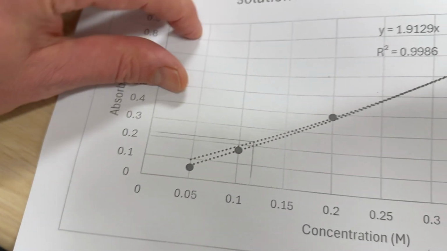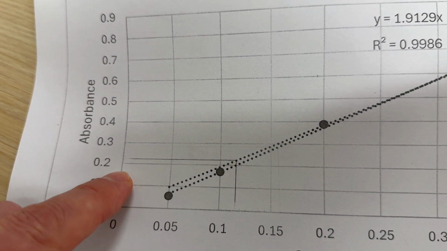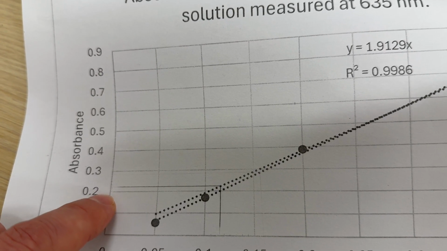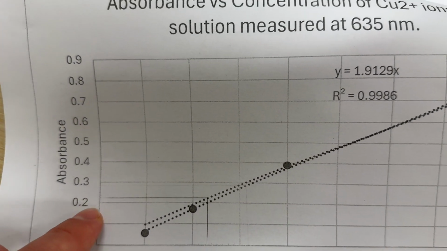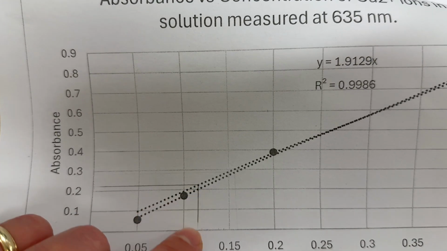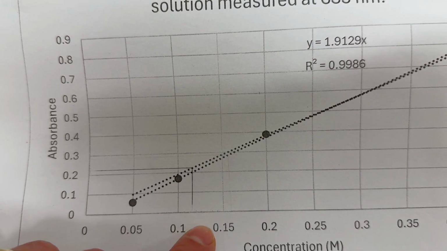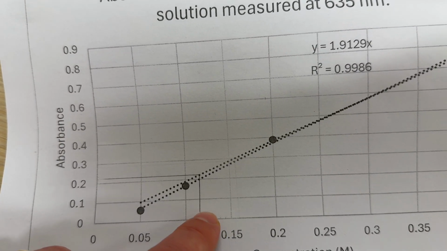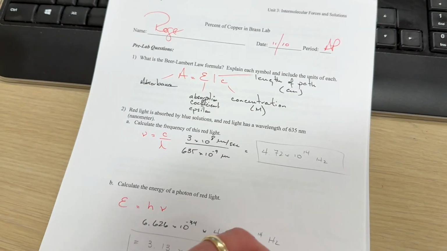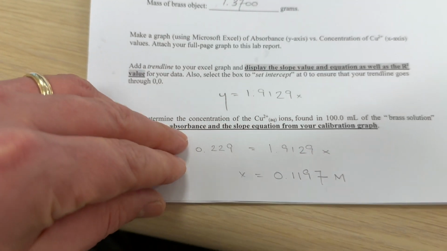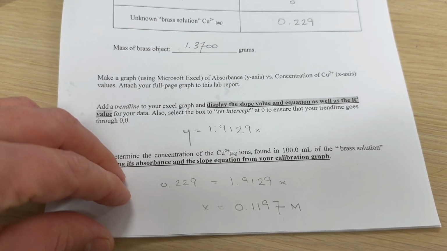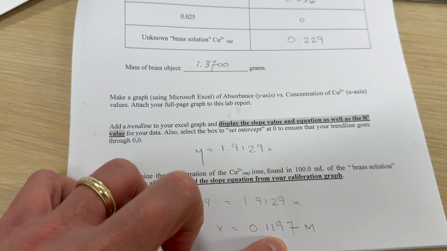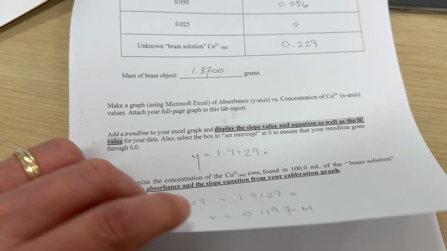And this kind of makes sense here by looking at the graph. So if we go off 0.229, so about 0.23, and we meet the trend line and we go down to the concentration, it's about 0.12. So the value makes sense, right? Calculations are good. So the concentration of copper ions is 0.1197.